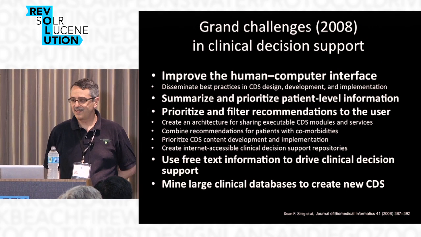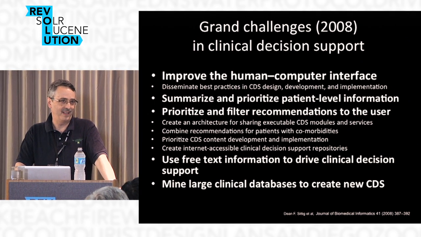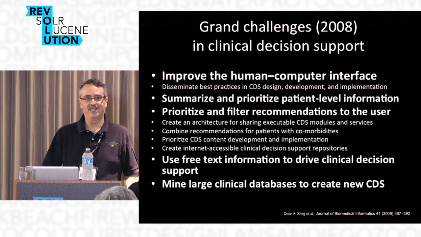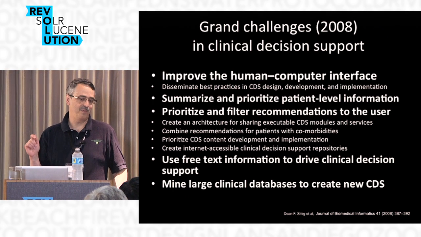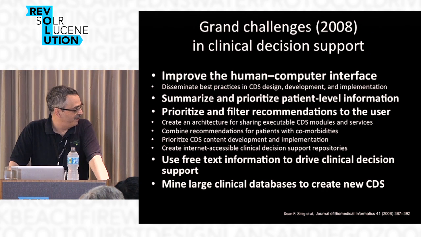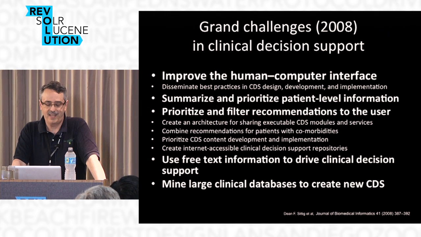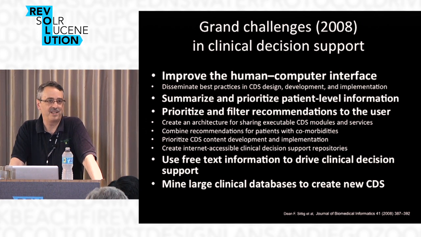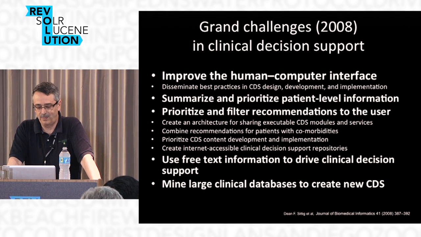In 2008, these grand challenges were talked about in decision support. And decision support in medicine is how to make better decisions at the point of care. So how do you optimize my decisions at the point of care? If you look at this list, we've prioritized the ones that are most related: first, an improved interface, summarization and prioritization of patient information. So how do you do that? How do you present it to the physician so that they can consume it well?